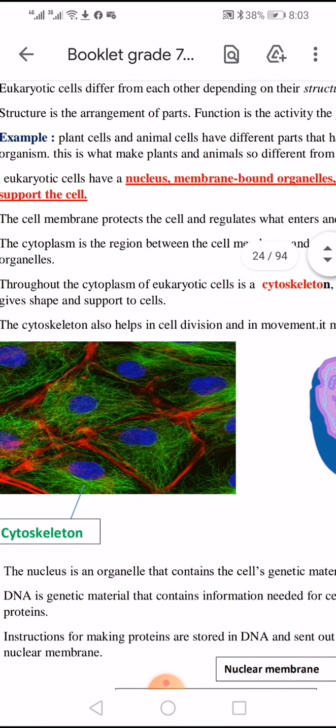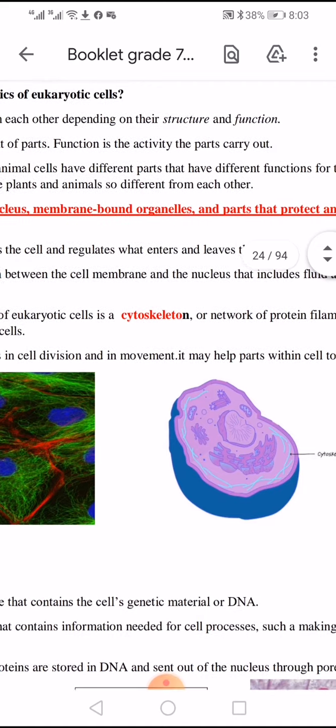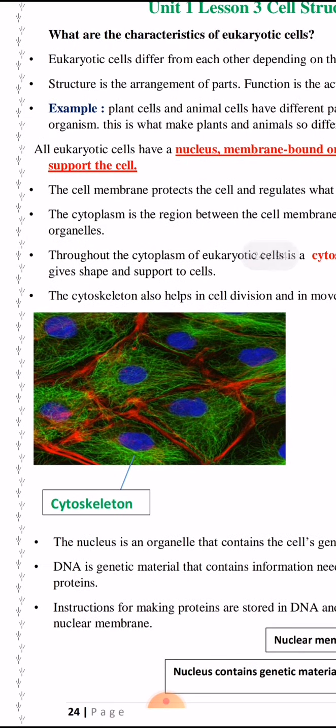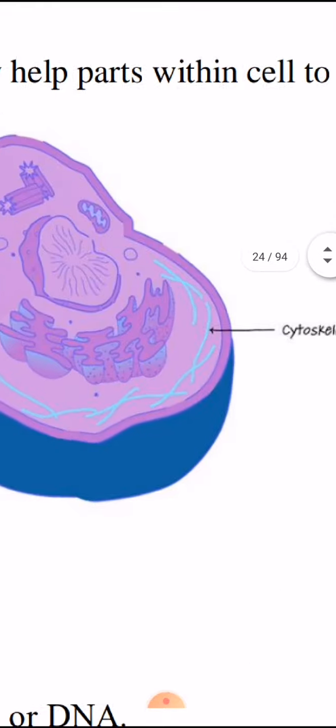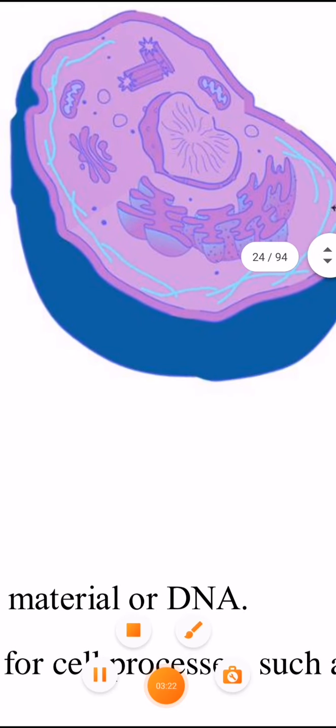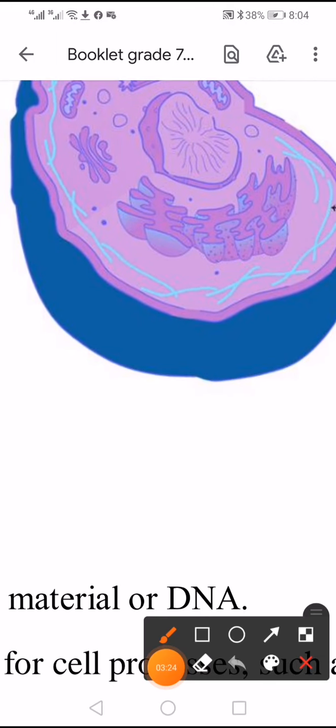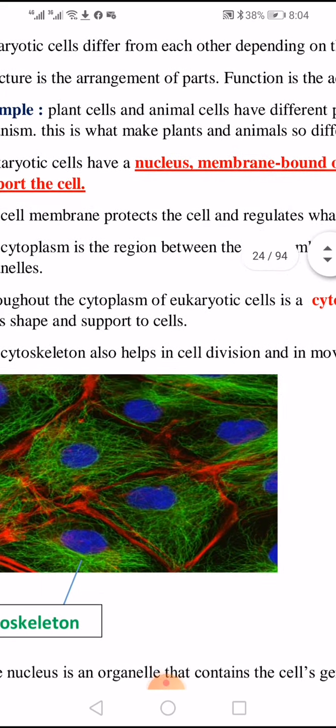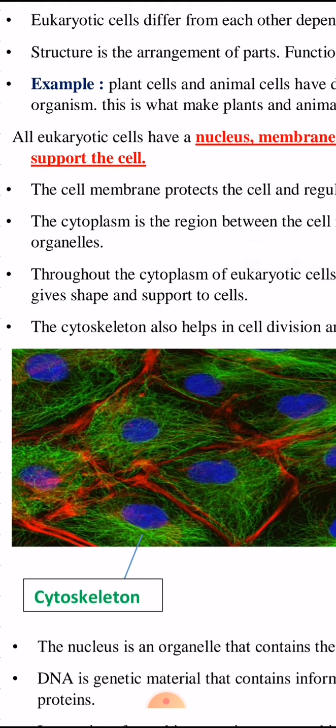Throughout the cytoplasm of a eukaryotic cell is a cytoskeleton, a network of protein filaments that give shape and support to the cell. Inside the cytoplasm there are cytoskeleton protein filaments like this. This is called the cytoskeleton. So what's the function of the cytoskeleton? The protein filaments give shape and support to the cell.